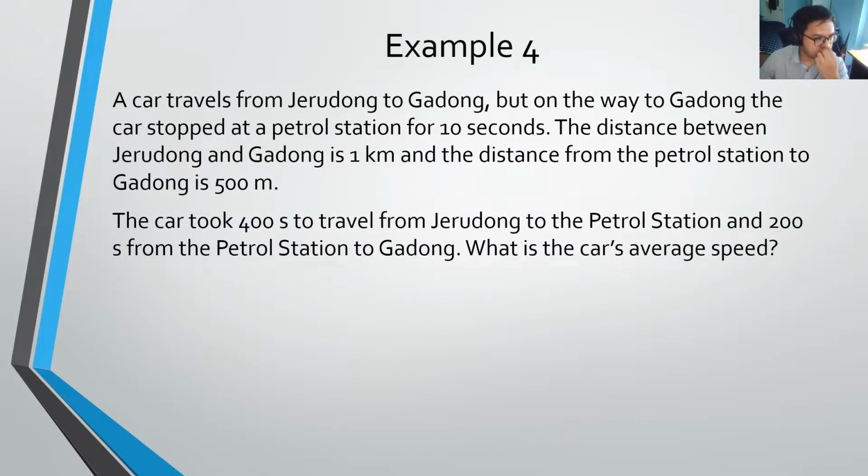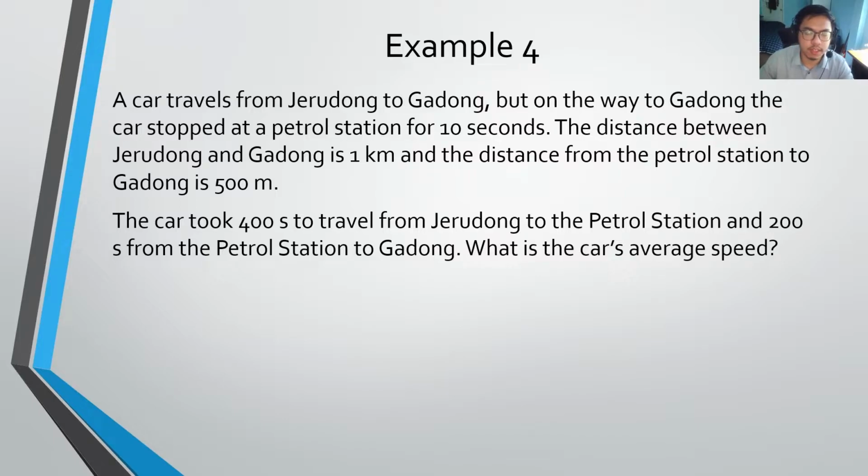So let's do an example. A car travels from Jurong to Gadong, but on the way to Gadong, the car stopped at a petrol station for 10 seconds. The distance between Jurong and Gadong is 1 kilometer, and the distance from the petrol station to Gadong is 500 meters. The car took 400 seconds to travel from Jurong to the petrol station, and 200 seconds from the petrol station to Gadong. What is the car's average speed?